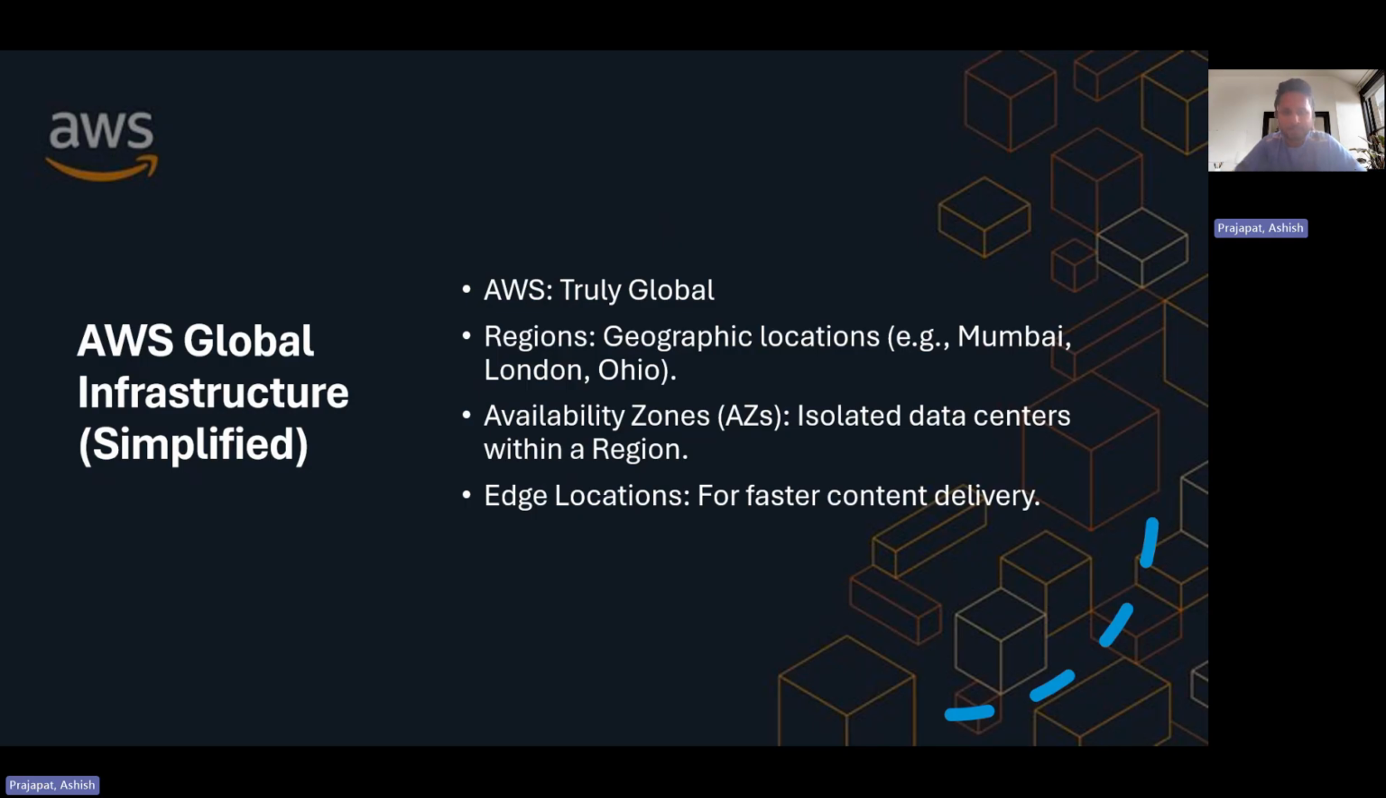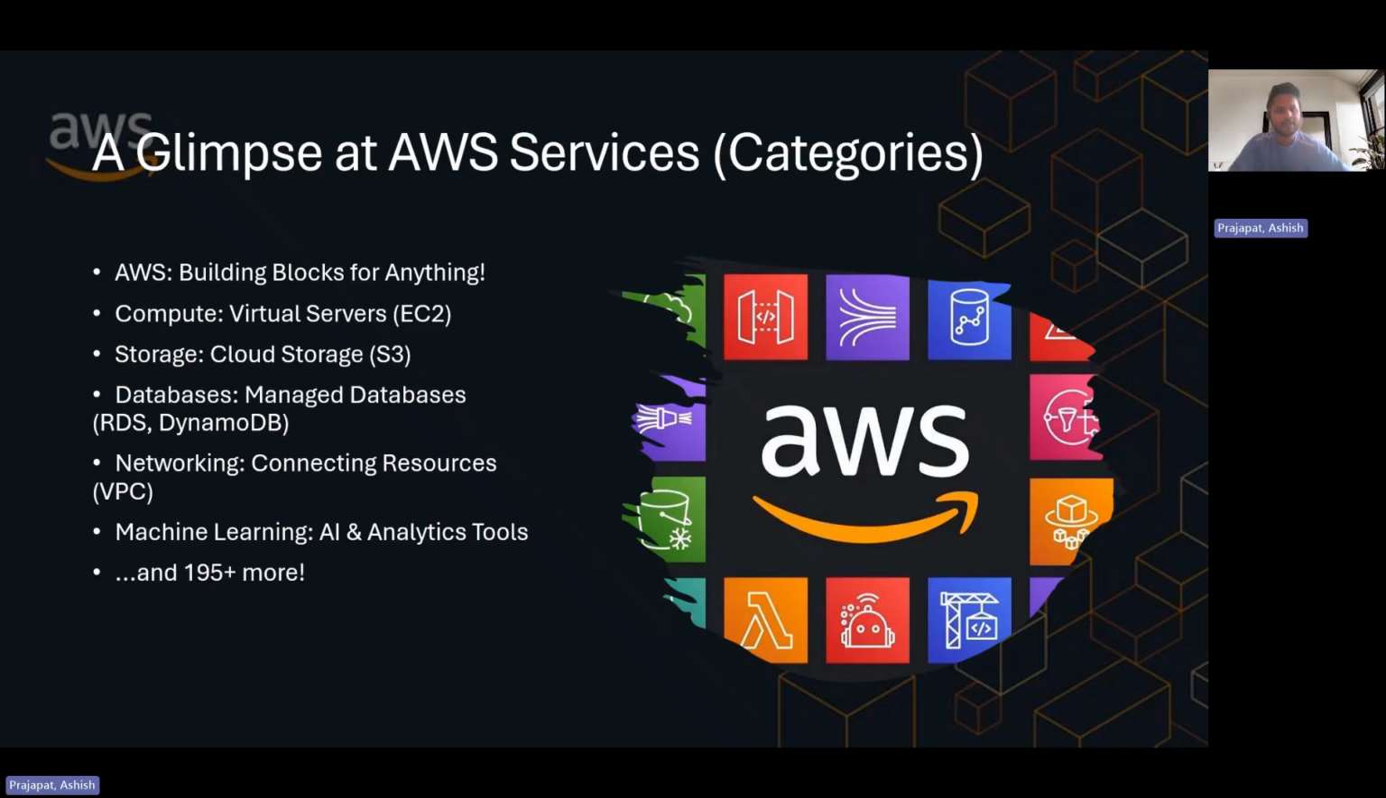It kind of caches the content on it. So let's take a glimpse at AWS services. There are lots and lots of services, as I said, 200 plus services. So AWS is basically building blocks for anything. Think of each service as a specialized tool in a massive toolkit. You pick and choose what you need, like Lego blocks to build your applications.